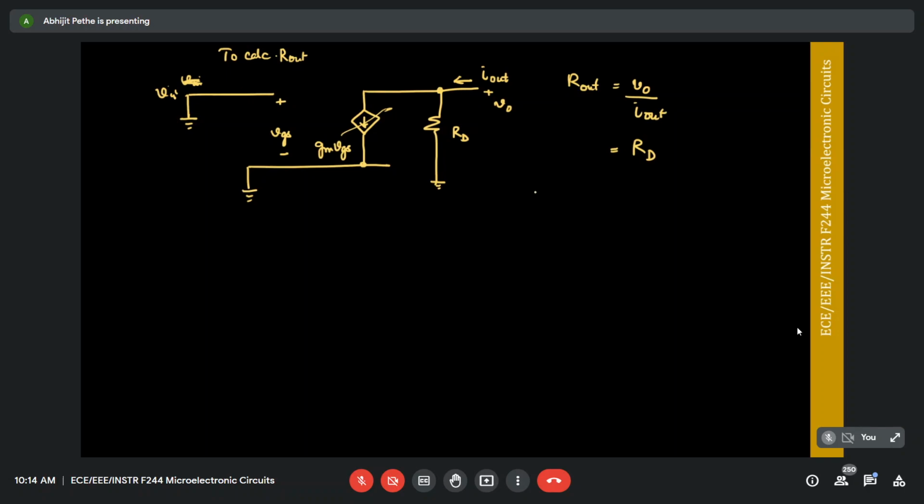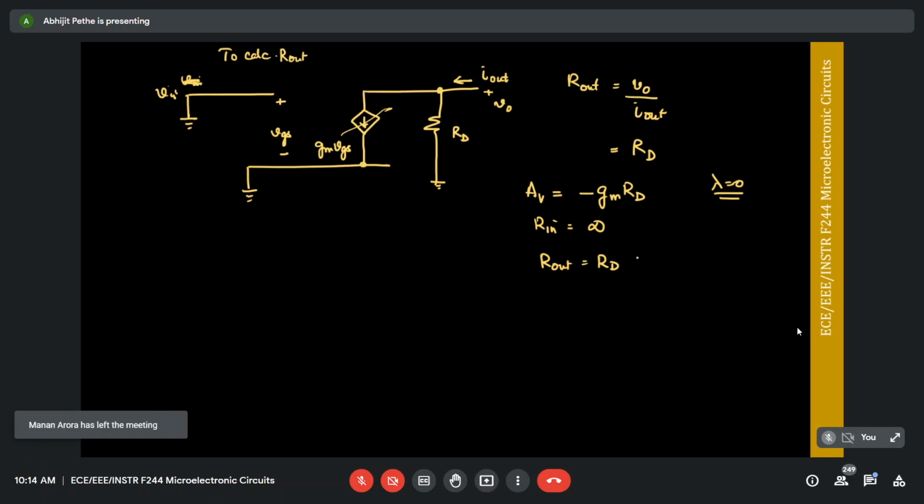Now if you think about the common source amplifier, for lambda equal to 0, your gain is given by GMRD, your Rin is infinity, and your R out is RD. One of the problems of this circuit: for an ideal voltage amplifier, you want R out to be as low as possible. To get a good gain, what do you want RD to be? Actually, for a good voltage amplifier I want RD to be low. But if RD goes low, then I'll get a low gain for the same GM.